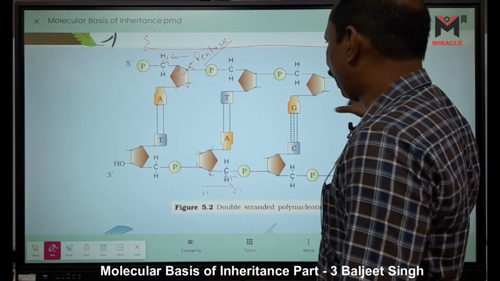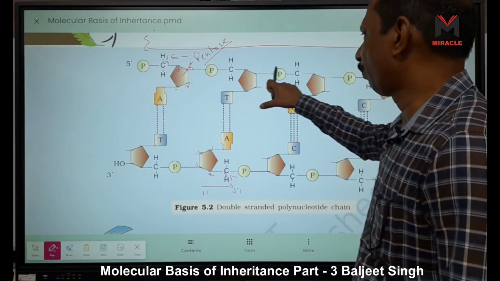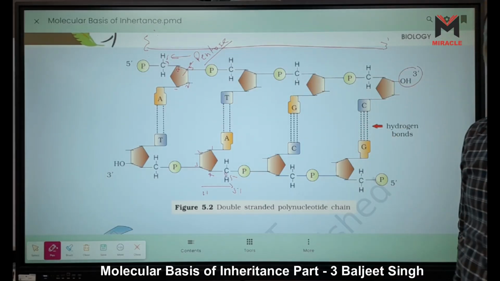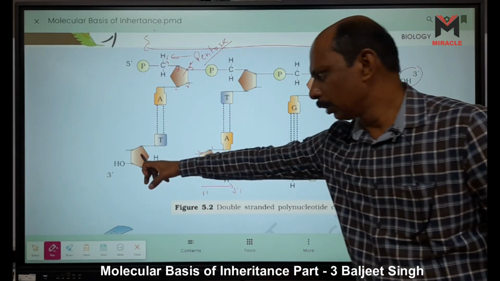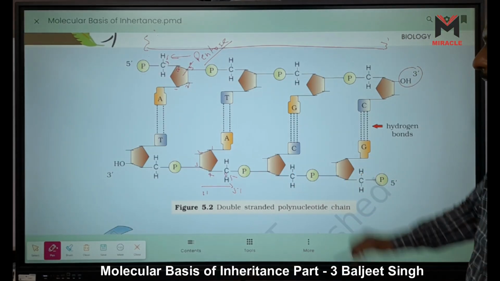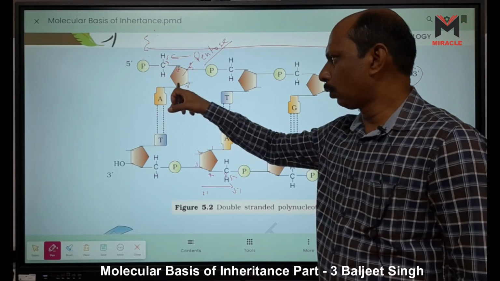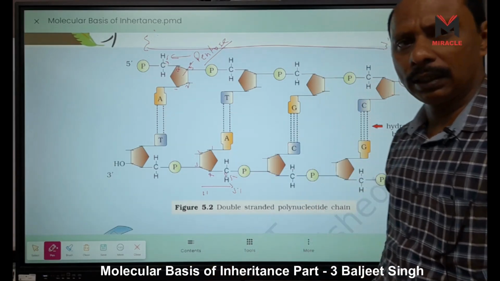This is the backbone. Backbone means phosphate plus sugar: phosphate, sugar, phosphate, sugar, phosphate, sugar. That is called the phosphate-sugar backbone. That side also has sugar, phosphate, sugar, phosphate, sugar, phosphate, sugar, phosphate. That is the sugar-phosphate bond. And these are the nucleotides. These are the nitrogen bases, toward the inner side, right?